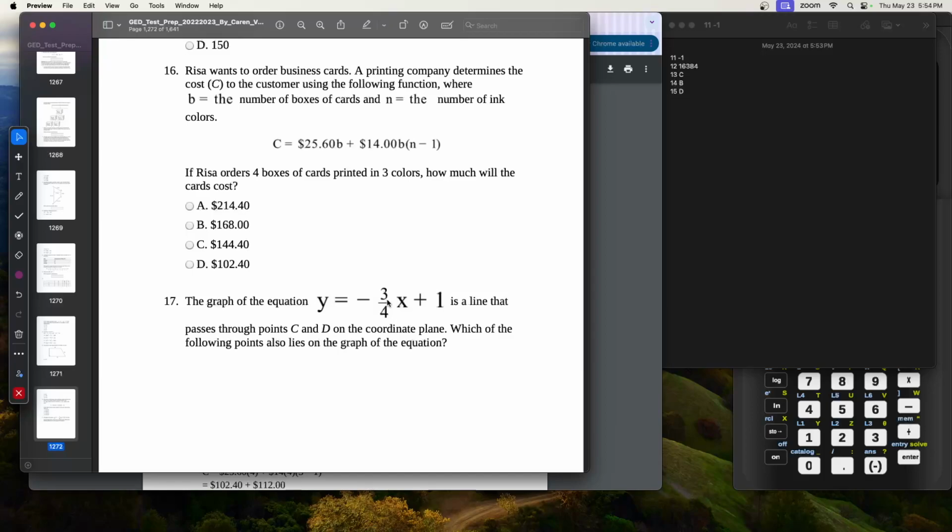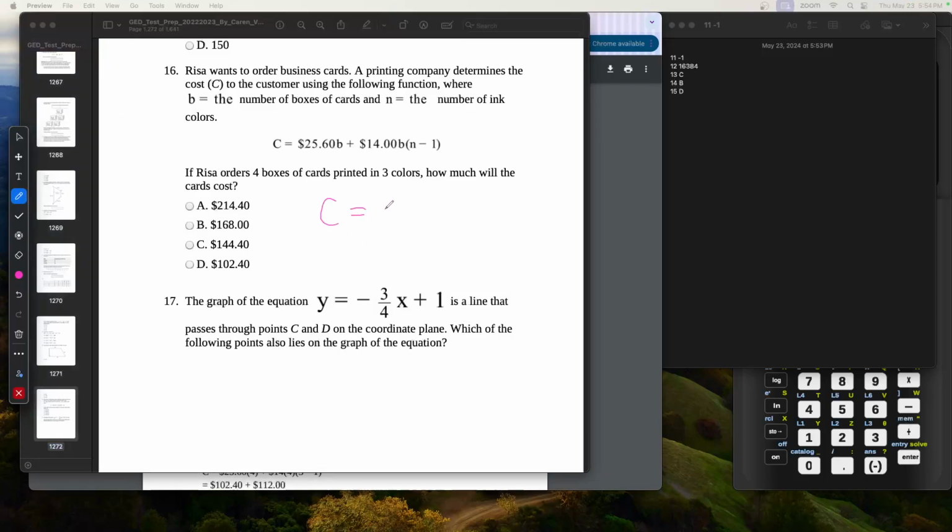Okay. So we have B and N, and we have numbers 4 and 3, right? Which one's which? So we have 4 boxes. Is 4 boxes B or N? B. Okay, well then 3 must be N, right? Very nice.